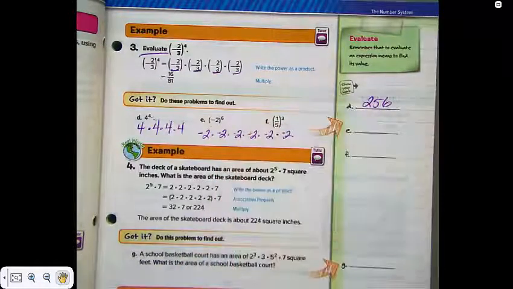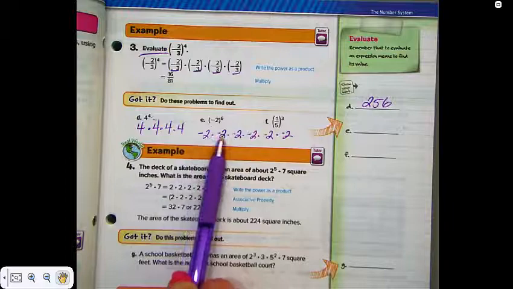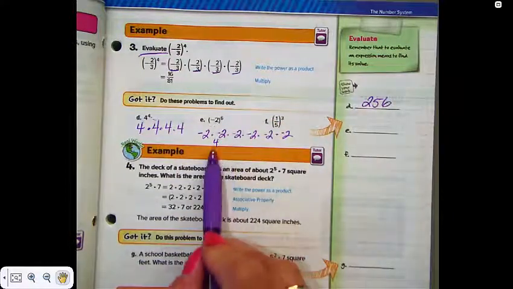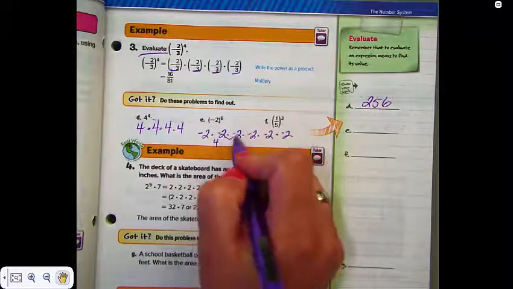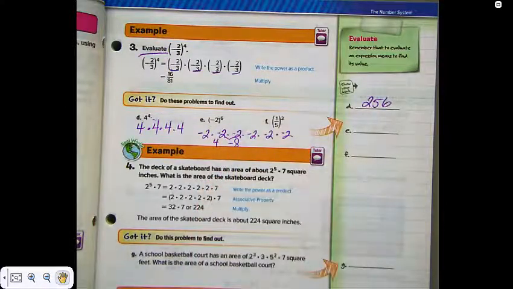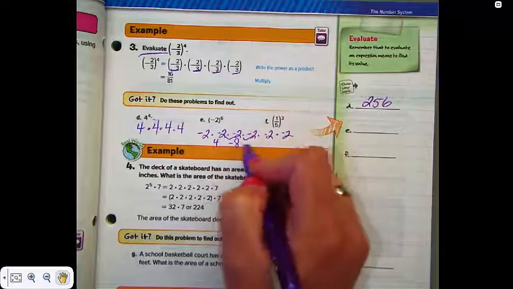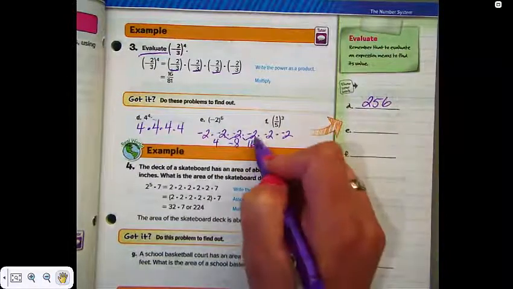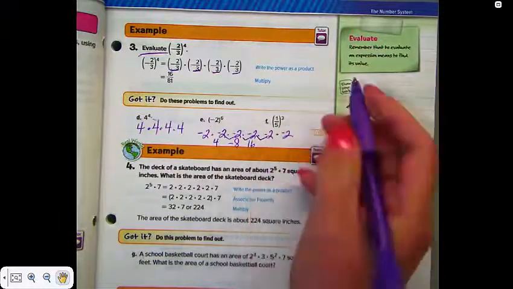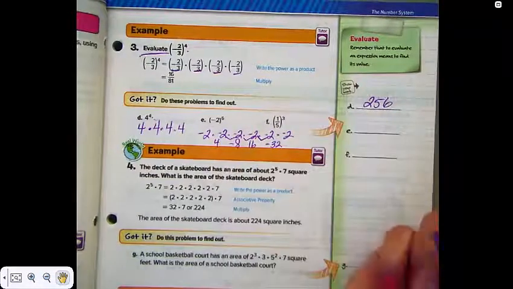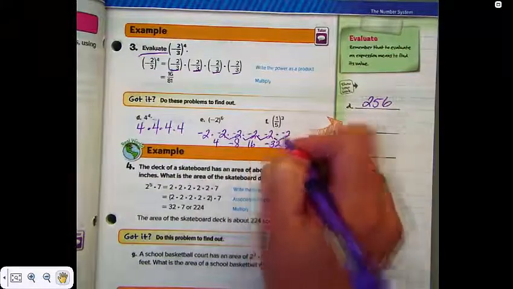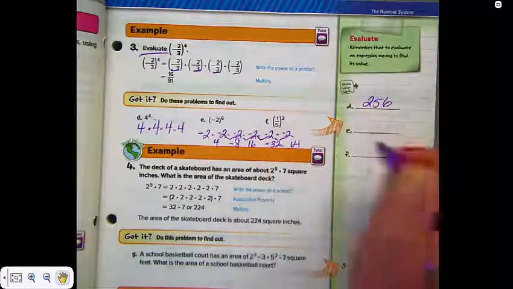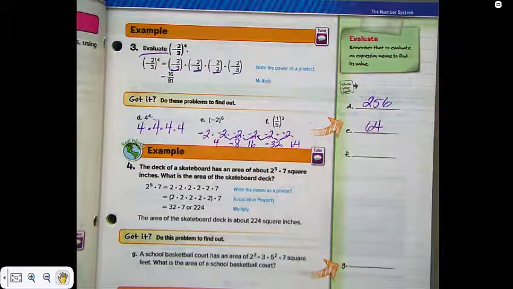And I'm taking each of them times each other. So a -2 times a -2 is a +4. A +4 times a -2 is a -8. A -8 times a -2, a negative times a negative gives me a +16. A +16 times a -2, a positive times a negative gives me a -32. And a negative 32 times a negative 2, because I have negative times a negative, that gives me a positive 64. So my answer is a positive 64.